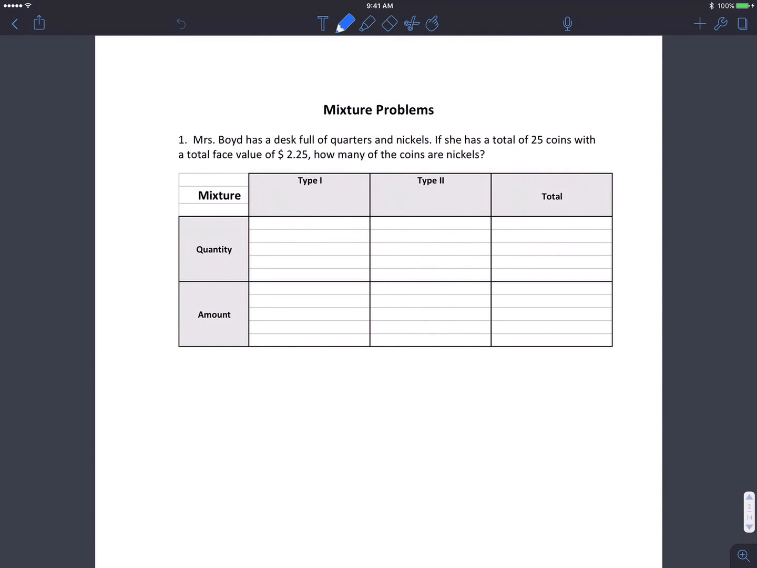Mrs. Boyd has a desk full of quarters and nickels. So we have two types of items. We're going to let Q be our quarters, the number of quarters. The second type is nickels, so we're going to let N be our nickels. Let's be consistent and use a capital N.